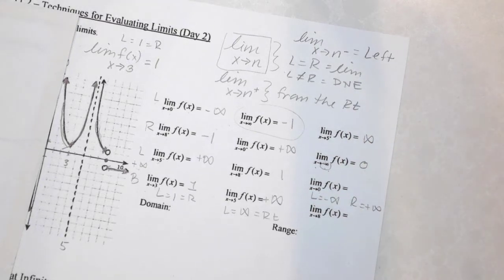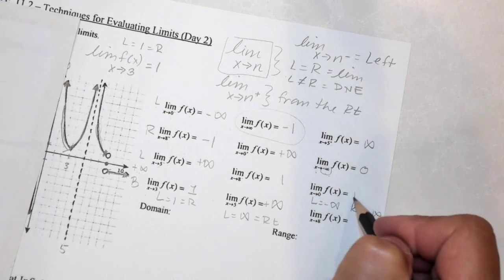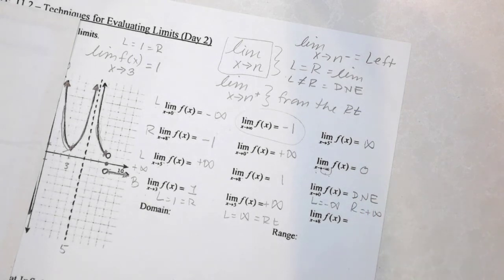You don't say 0, you just say that the limit doesn't exist. They don't have the same value. So this one does not exist.